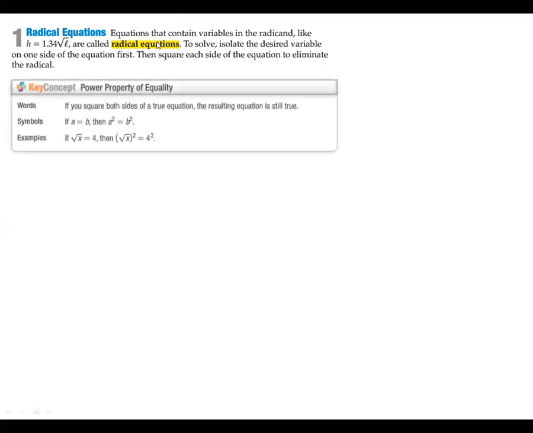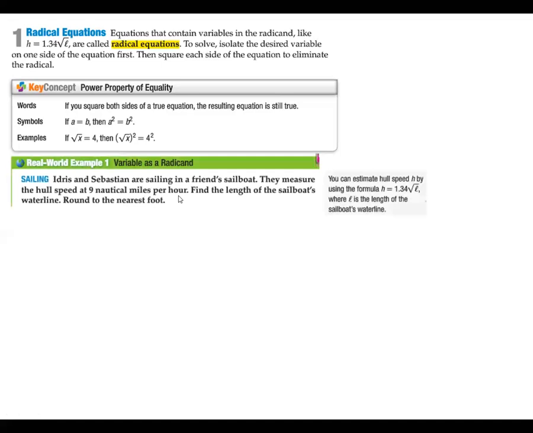And remember, when you solve equations, what you do to one side, you do to the other side. So if you square both sides of a true equation, the resulting equation is still true. For example, if a equals b, then a squared has to equal b squared. So if the square root of x equals 4, I square both sides and get the square root of x squared equals 4 squared, so x equals 16. Then if you substitute that back in to check, the square root of 16 equals 4. That's a simple basic example to show you how these work out.